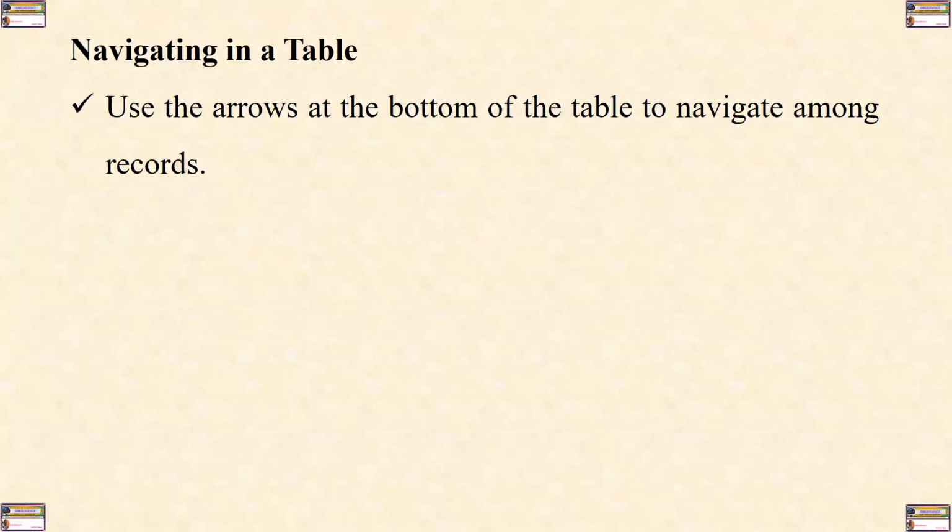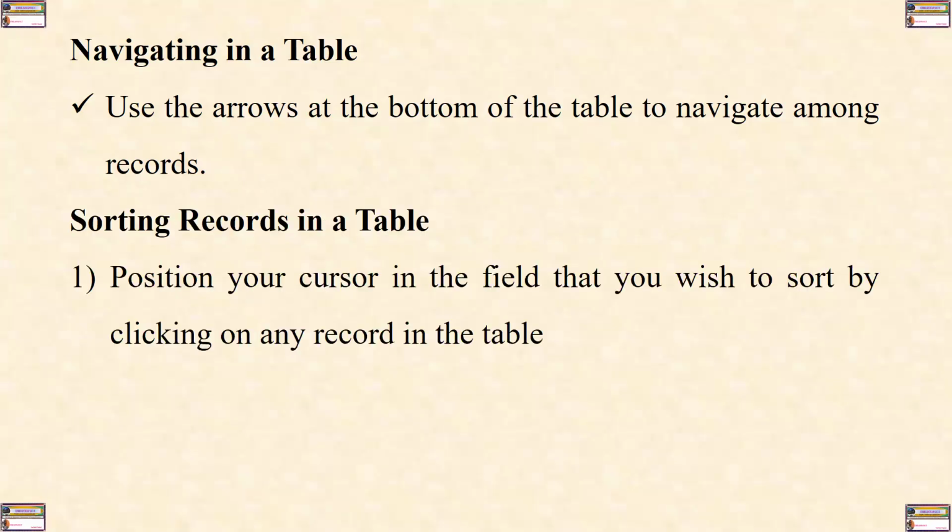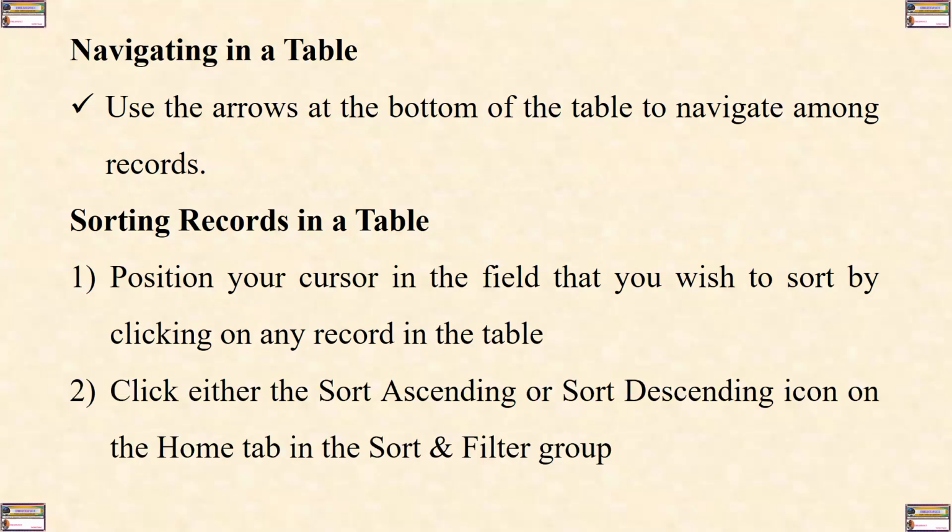And you can also move from one field to another in a table. You can do navigations using the arrow keys at the bottom of the table to navigate across the records. You can also sort the records in a table by positioning your cursor in the field that you wish to sort by, clicking on any record in the table, and then you click either the Sort Ascending or Sort Descending icon on the Home tab in the Sort and Filter group.